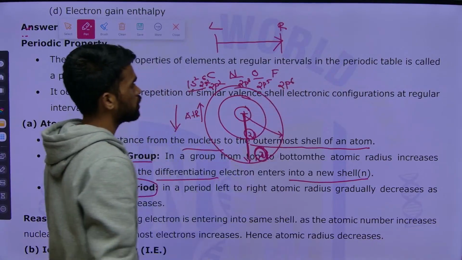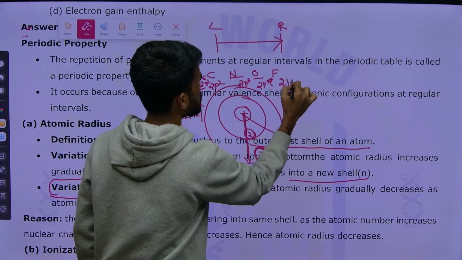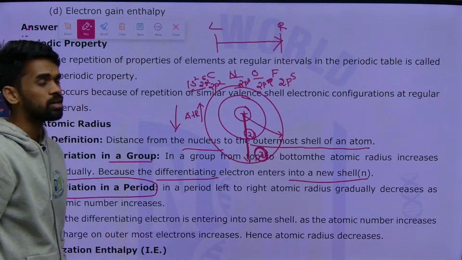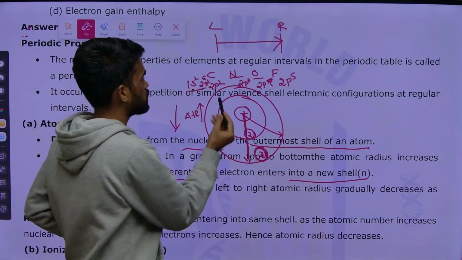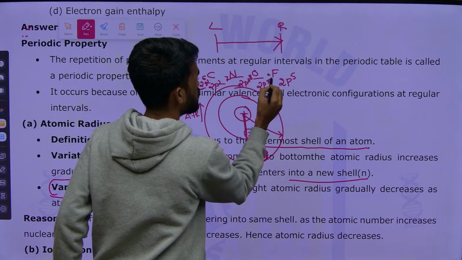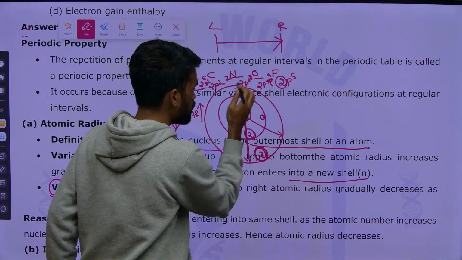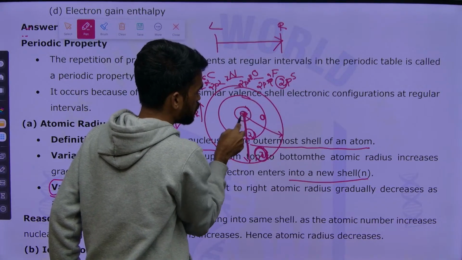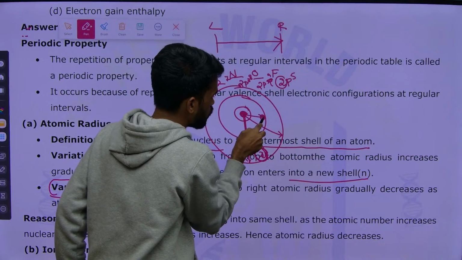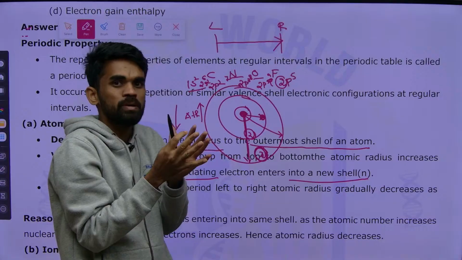So what is the trend? 2p3 in this case, 2p4 in this case, 2p5 in this case. So what will be the trend you are observing here? Whatever extra new electron is coming as atomic number is increasing, that is adding into the same shell. So if it is going into the same shell, whatever nuclear force is increasing in the nucleus will attract the valence electrons towards itself and make the size compressed.